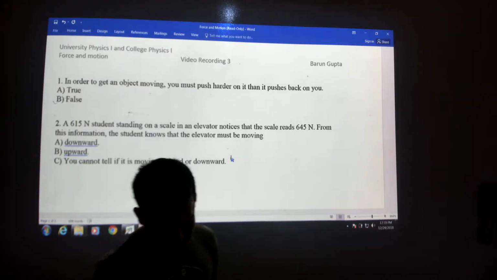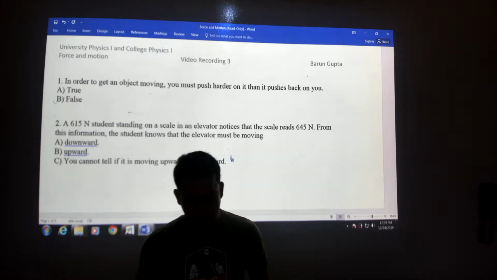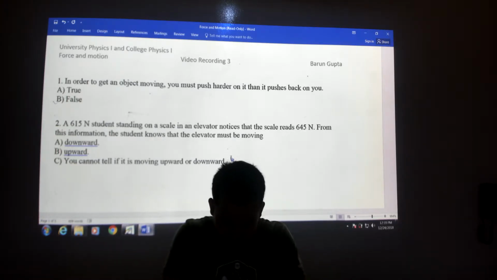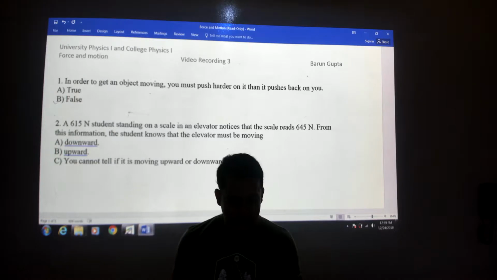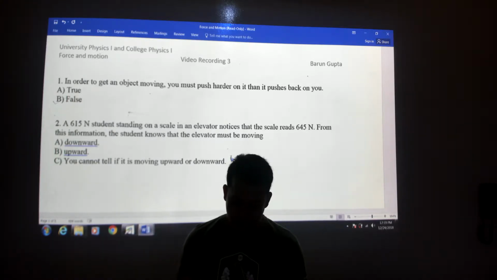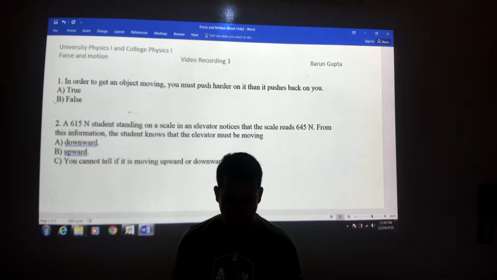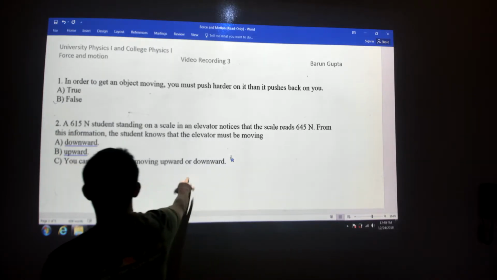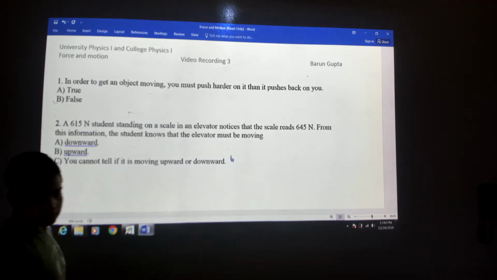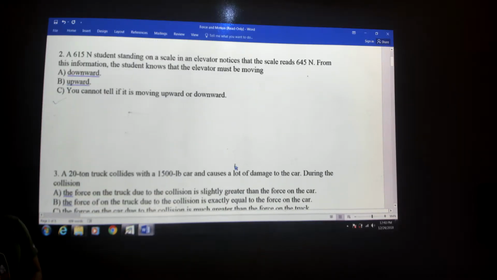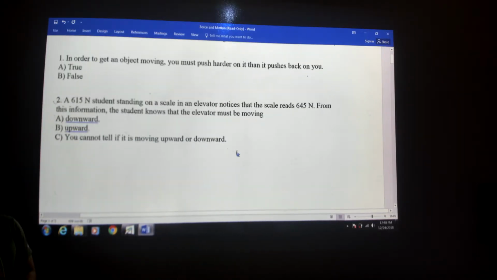So the second problem is, a student is in an elevator on the ground. His weight is 615 Newton, and in an elevator he reaches 645 Newton. Can you tell from the information whether the elevator is moving up or down? So in order to solve this problem, you need to know Newton's second law of motion. What does Newton's second law of motion tell you?